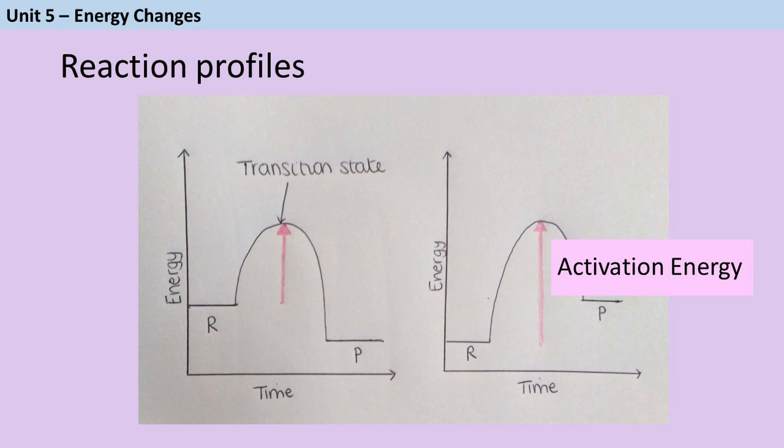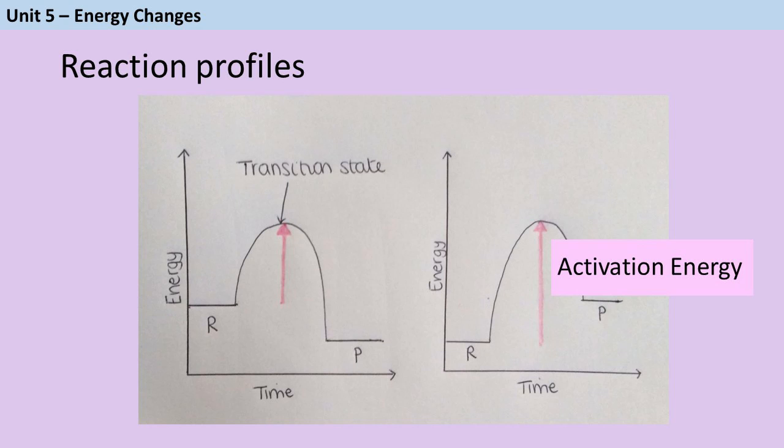Well, we said at the start of this section that energy is always conserved. There must be the same total amount of energy. So if you imagine my reactants have 200 kilojoules of energy and my products only have 100 kilojoules of energy, well, where did the spare 100 go?